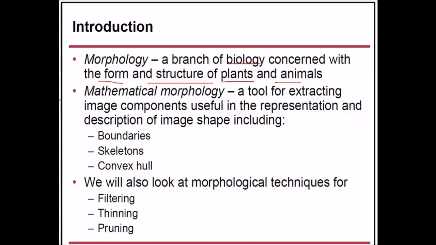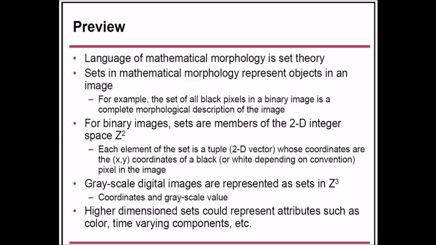And what about mathematical morphology? This is a tool for extracting image components, which is useful in the representation and description of image shape. These shapes include the boundaries, the skeletons, and the convex hull. So we are going to look at morphological techniques for filtering, thinning, and pruning. So let us see the preview.